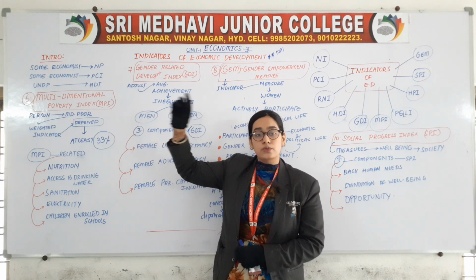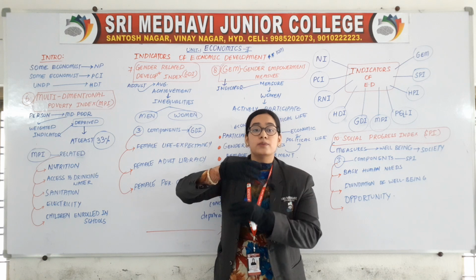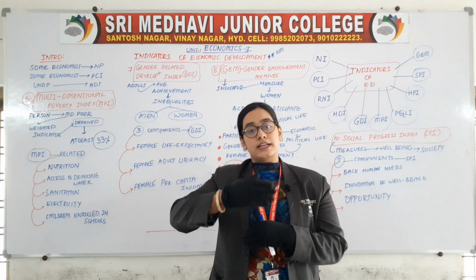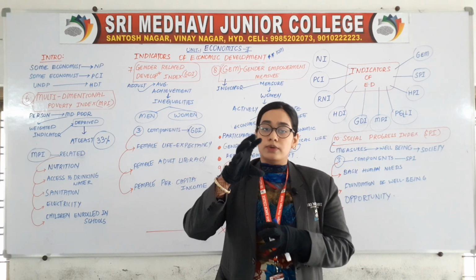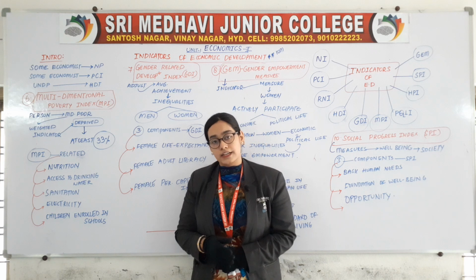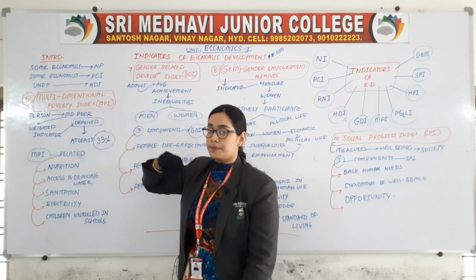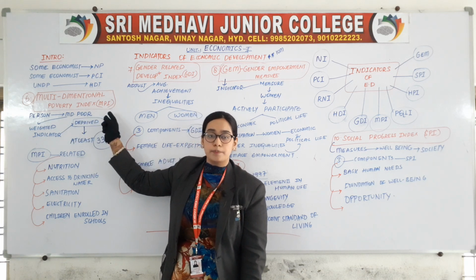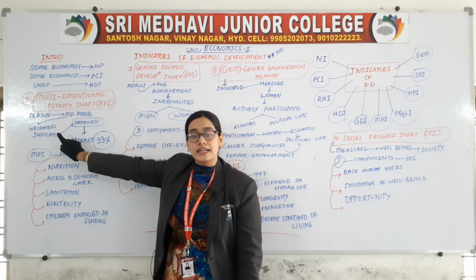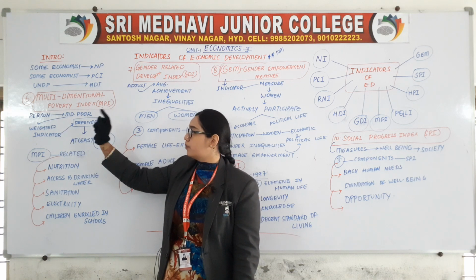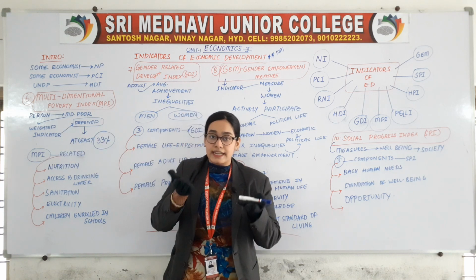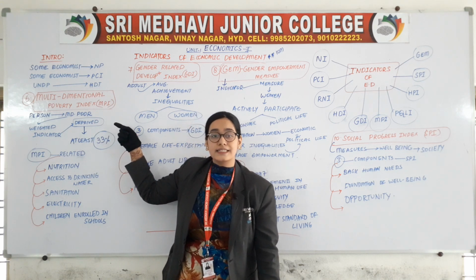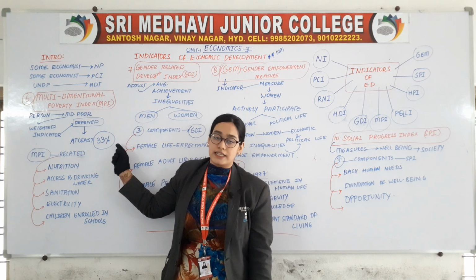What will this MPI do? Multi-dimensionally it will check the poverty of the country. Let us see what is MPI. A person is said to be multi-dimensionally poor when his weighted index shows that he is deprived of at least 33%.